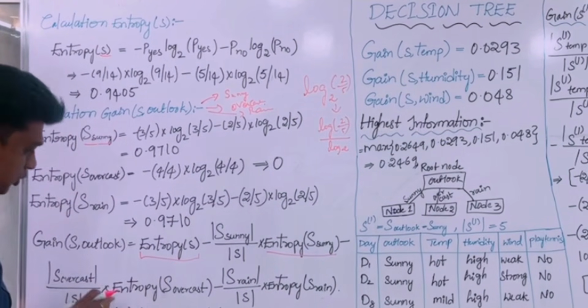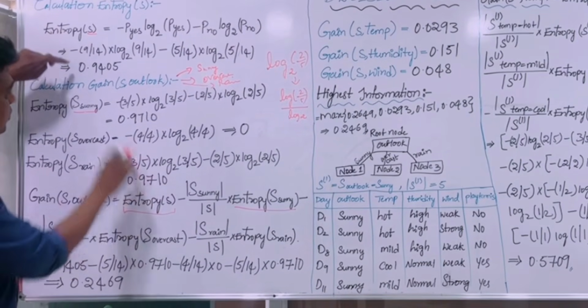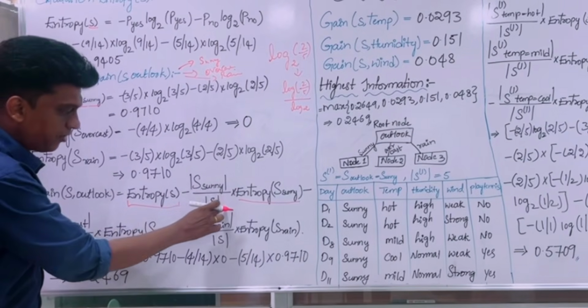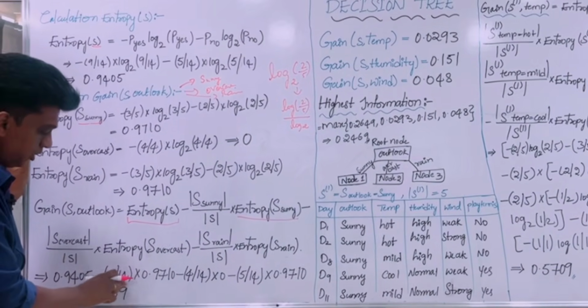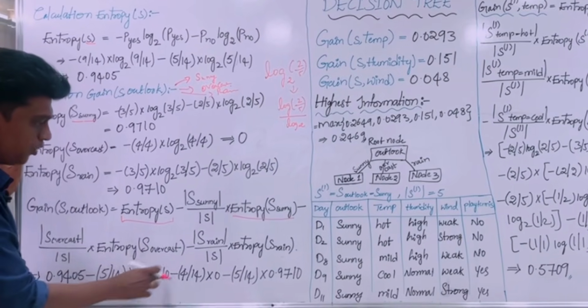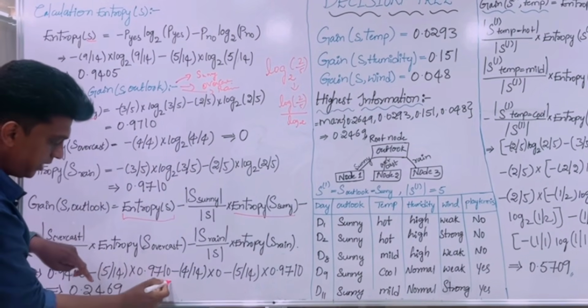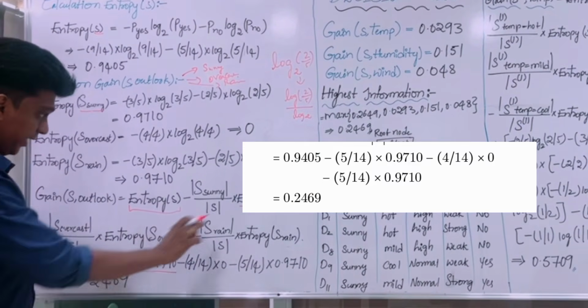Now we need to substitute the values. The overall entropy is 0.9405, which I substituted here. Minus sunny divided by total: how many sunny? 5 divided by 14 into the entropy of sunny that we calculated, 0.9710. Then minus overcast: how many overcast? 4 divided by 14 into 0, because the entropy of overcast is 0.